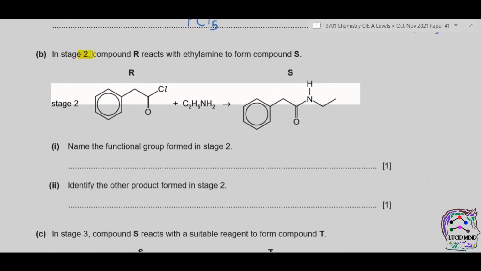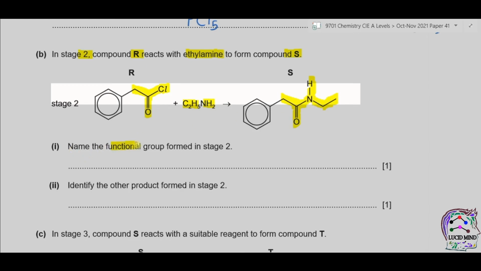Part B, in stage 2, compound R reacts with ethylamine to form compound S. This is the acyl chloride that was formed in stage 1. This is ethyl and we have the amine NH2 group. Now it has converted into compound S, NH, and then again we have CH2 and CH3 attached with NH.